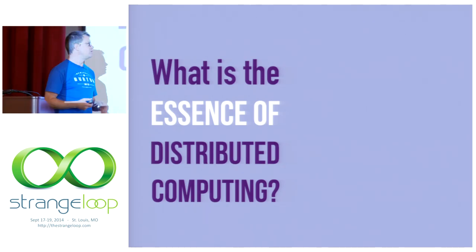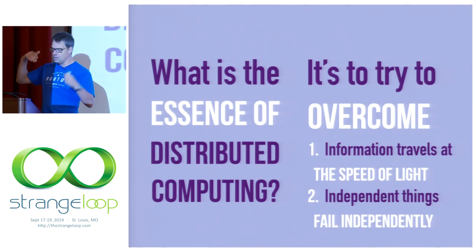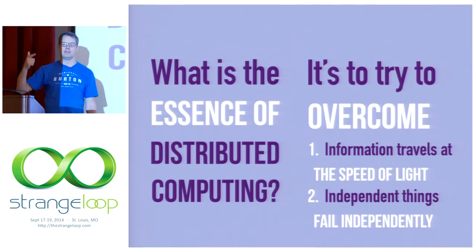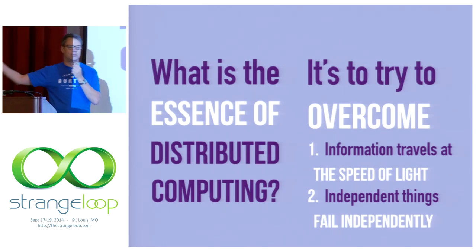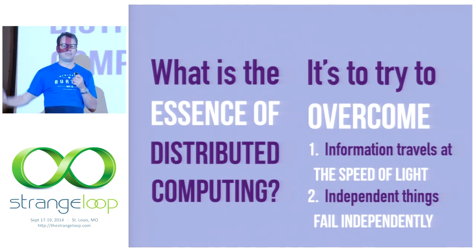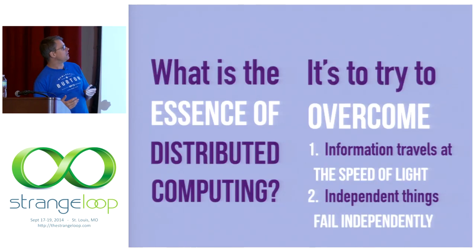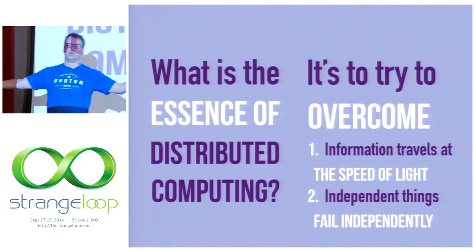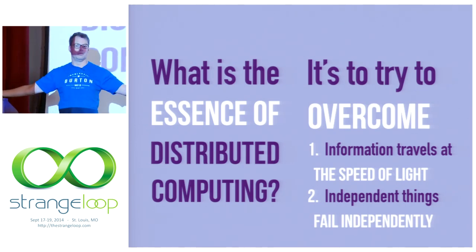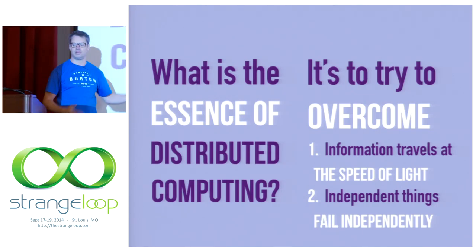So what is the essence of distributed computing? It's been said it tries to overcome two things. First, information travels at the speed of light, and that becomes really clear and hits you right in the face when you have the network, because latency will be so much higher. It's something that you just cannot ignore. And the second thing is that independent things will fail independently. You have a world where partial failure is the norm. And that also puts things in a completely different context.